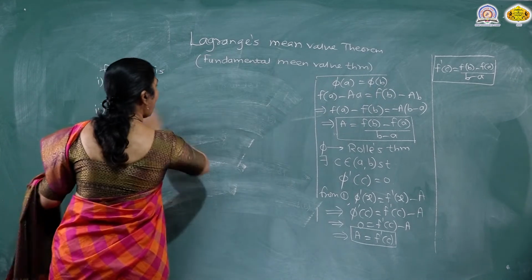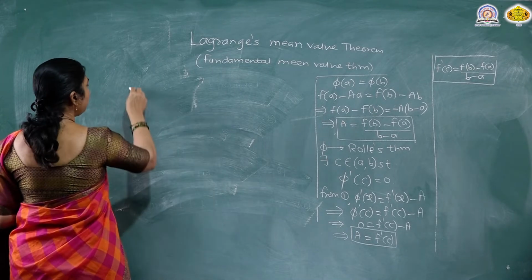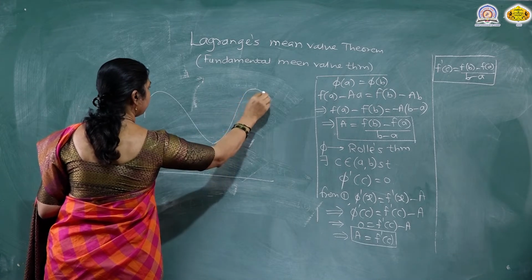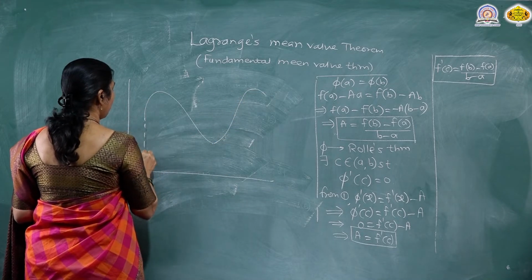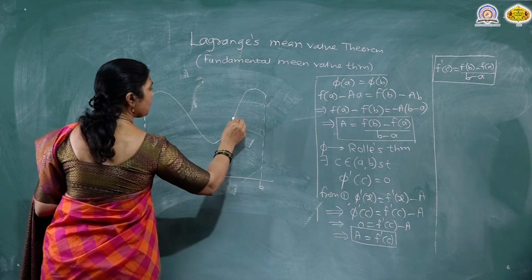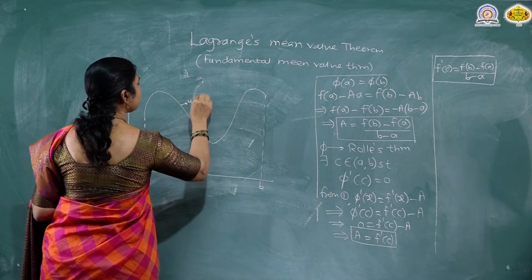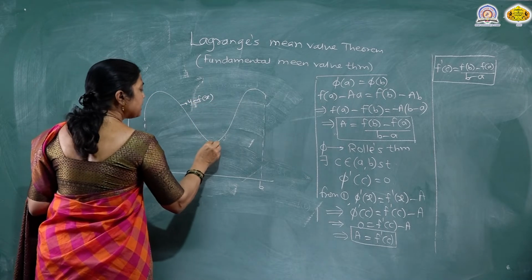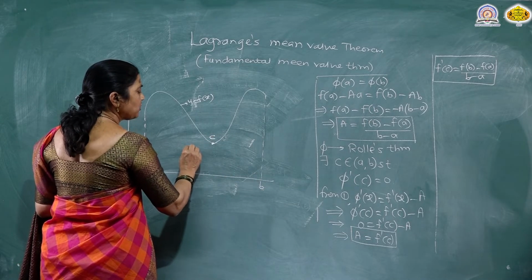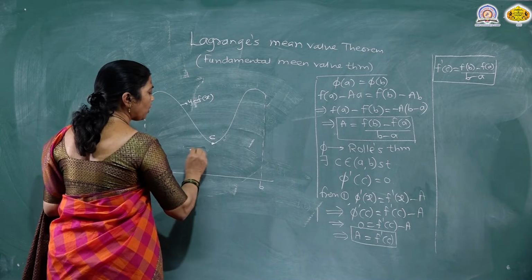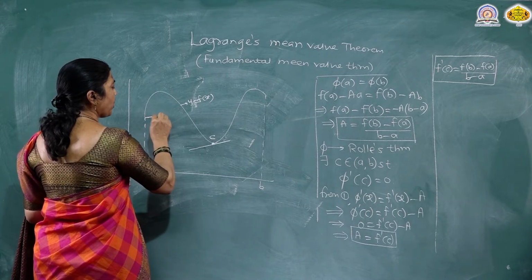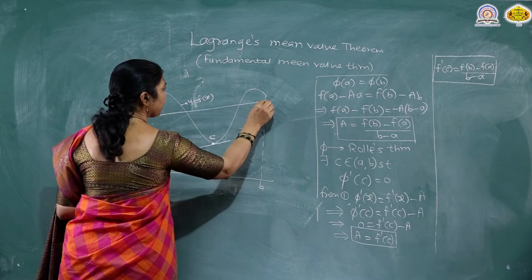Now what does it geometrically mean? It geometrically means that if we have the curve y is equal to f(x) between these 2 points a and b, then there is at least one point c in the interval (a, b) such that the tangent at this point c to the curve y is equal to f(x) is parallel to the line segment joining the points (a, f(a)) and (b, f(b)).